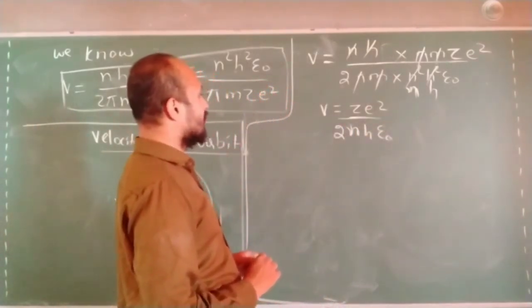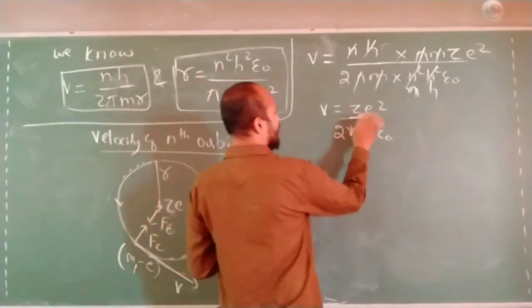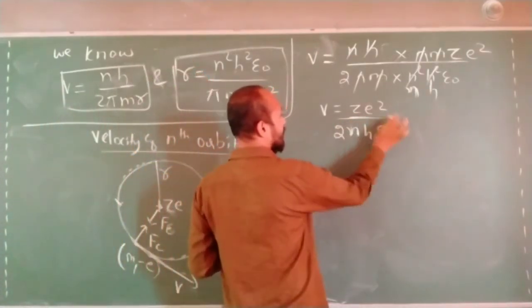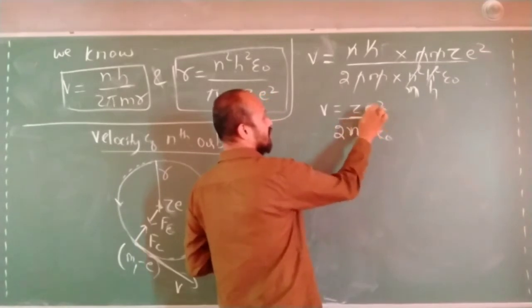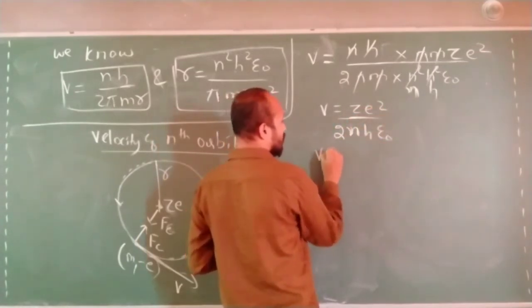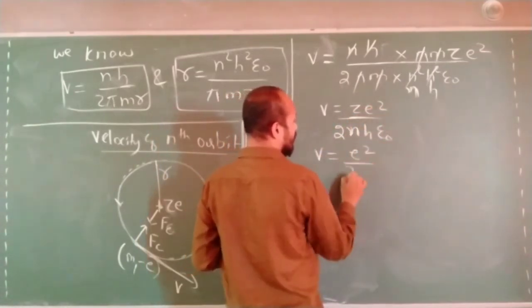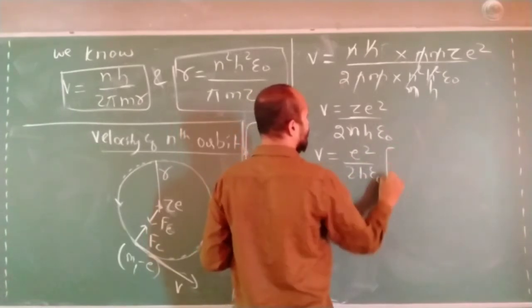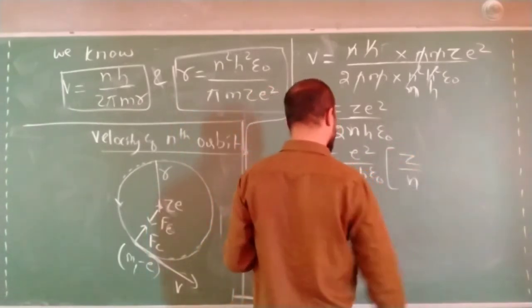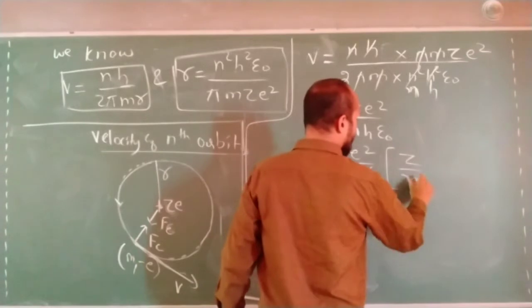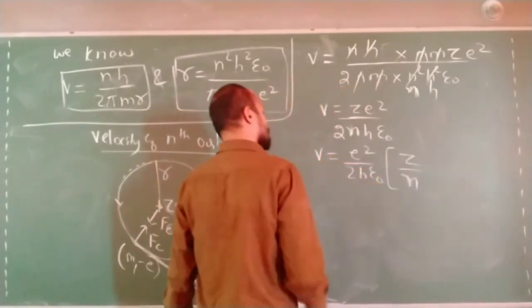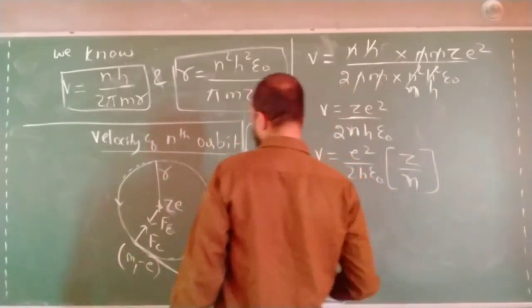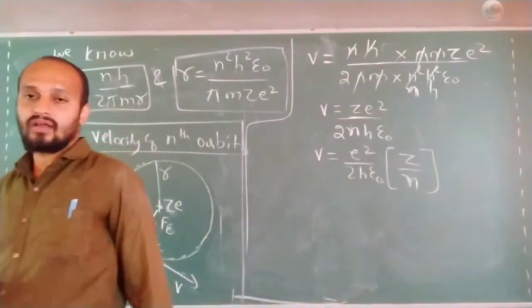Here one thing I am going to do, I will separate this z by n. These are variables. E square by 2h epsilon. V is equal to e square by 2h epsilon naught into z by n. And this is one thing, and try to understand here one thing. What is that?